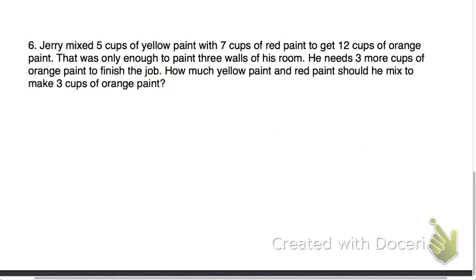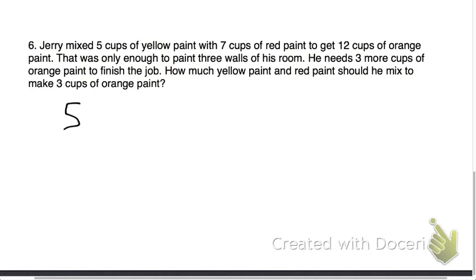Alright, for the last one, Jerry mixed 5 cups of yellow paint with 7 cups of red paint to get 12 cups of orange paint. That was only enough to paint 3 walls of the room. He needs 3 more cups of orange paint to finish the job. How much yellow and how much red should he mix to make 3 cups?